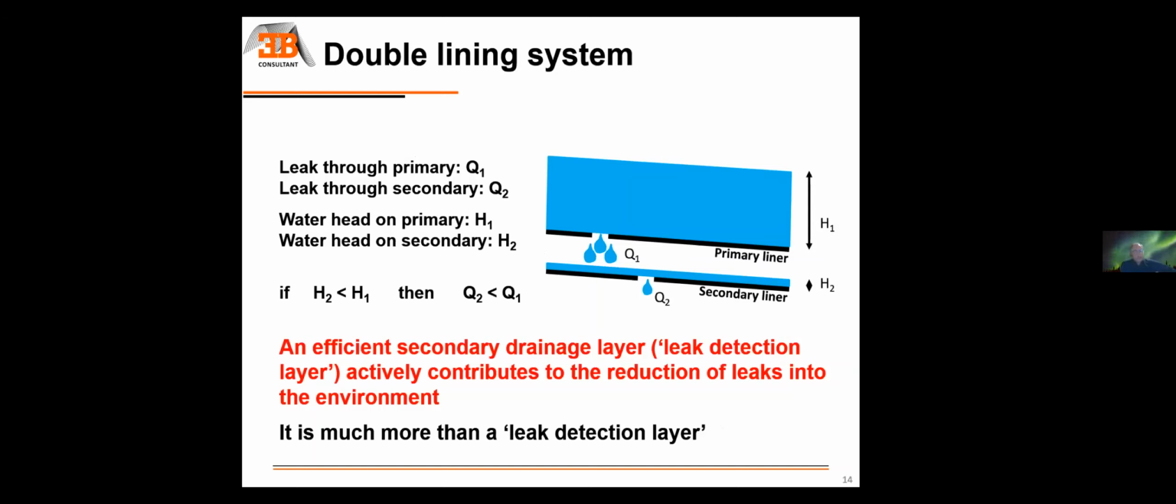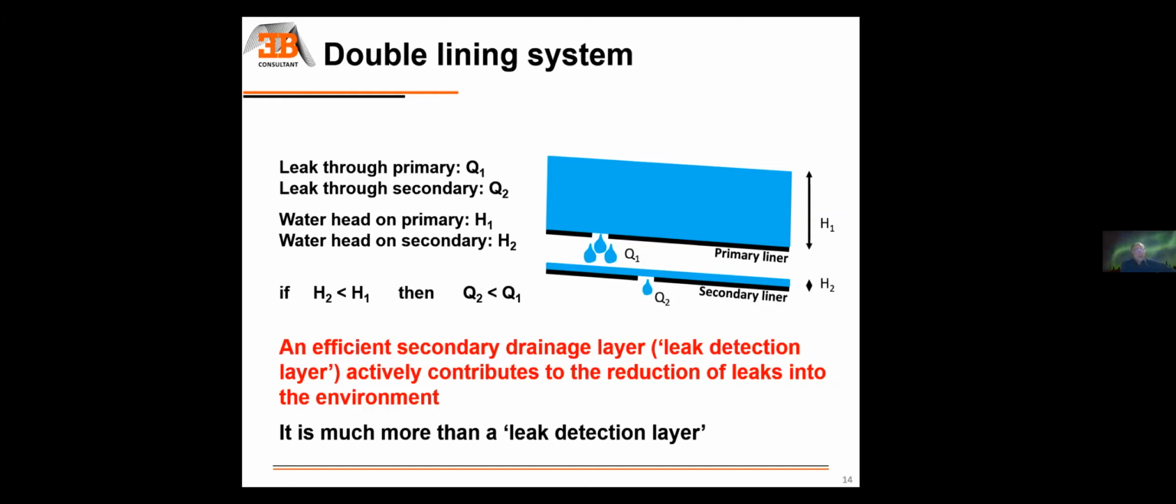When you have a single liner and you have a water head of, let's say, 30 centimeters, which is a very common requirement for the regulations, when you have a 30 centimeters water head on the primary liner, it's going to drive some flow rate through a potential hole through the liner. Now, if you have two liners superimposed and a functional drainage layer in between, you're going to basically reduce the water head on the secondary liner. And by doing so, you will also reduce the flow into the environment through the secondary liner.